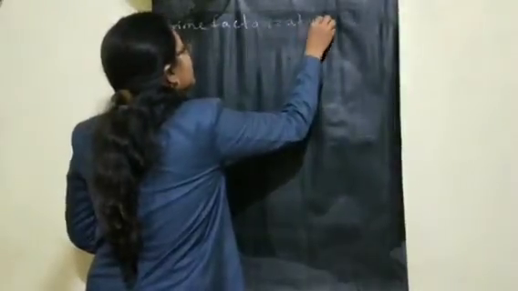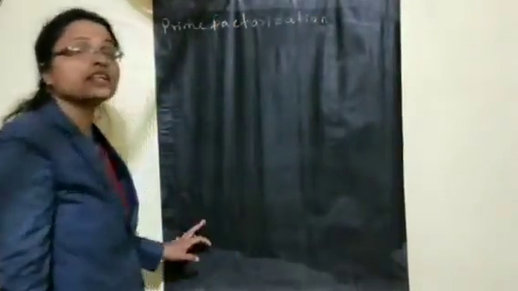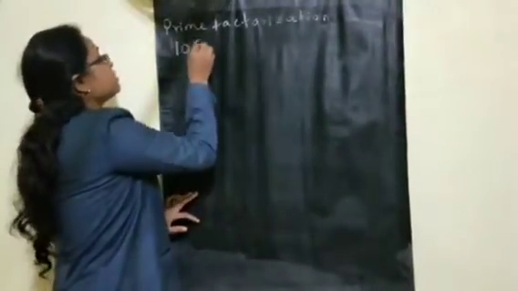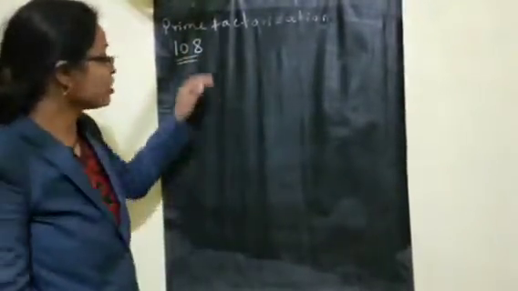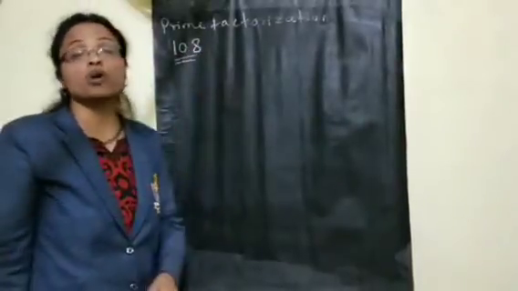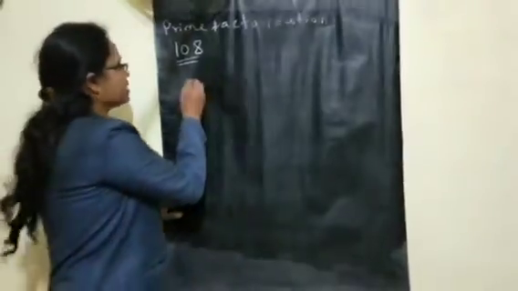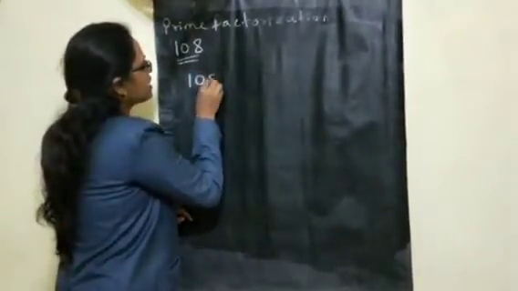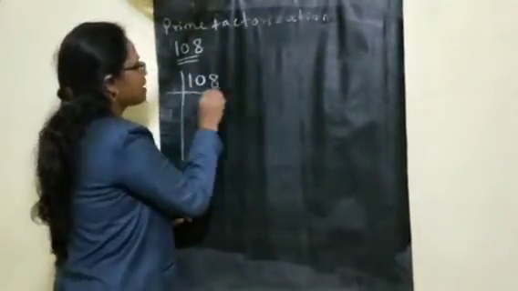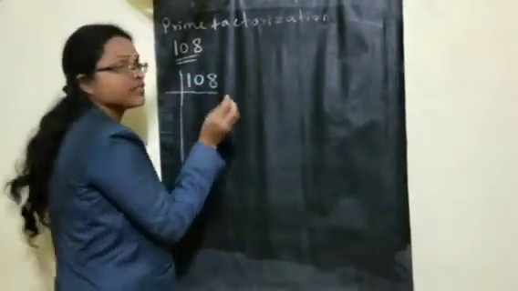Prime factorization and factor tree. The factor tree totally depends on prime factorization. For example, if you take the number 108, first you have to find all the factors. Prime means you have to always divide with a prime number, that you have to keep in mind. So how to find the prime factorization? 108, start with the prime number. You can start with the smallest first.